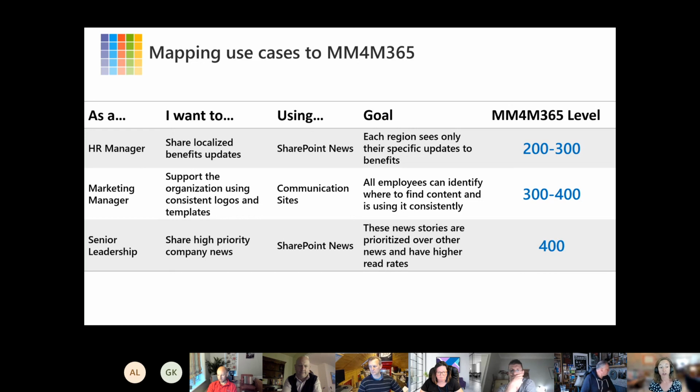Then we have senior leadership, where they want to share this high priority company news and they want this to be prioritized over all other news and have higher read rates. Right now, to prioritize news, we would need to manually make it a top story or build some automation. This will get easier as Microsoft releases new features like Boost News, which allows a new story to be a top feature until it's read. So for right now, we would probably call this something around a 400 level.